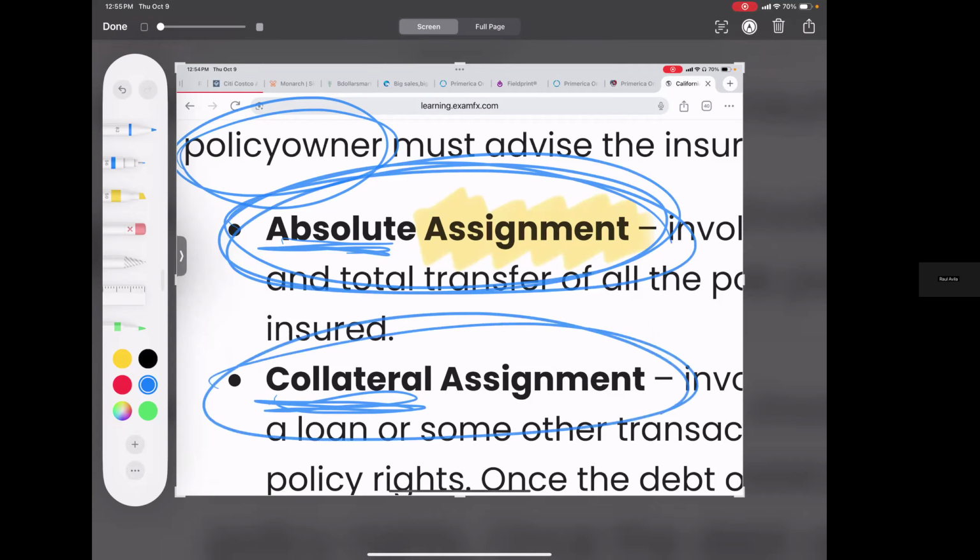Collateral assignment is you could use a policy as collateral to get a loan or something, for whatever. It doesn't matter. For example, let's say I come to you and I say, "Hey, I need a $50,000 loan." And you're like, "Well, let me see your credit." Let's say my credit sucks. Then you're going to be like, what else do you have? Do you have a mortgage? No, I don't have a mortgage. So I could do a collateral. You see what I mean?